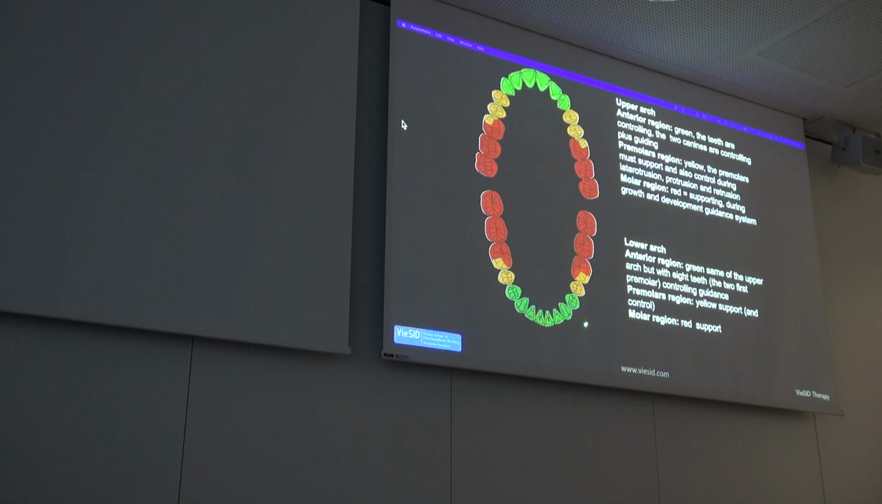Now in the lower arch, it's a little different because you'll note that we've included the 4s in this area, support and control. And the molar region is red. So always keep in mind what the function of these teeth are, because when we look at lower 4s and we talk about building and making sure we have proper design for retrusive guidance, our 4s are considered to be controlling in this case.